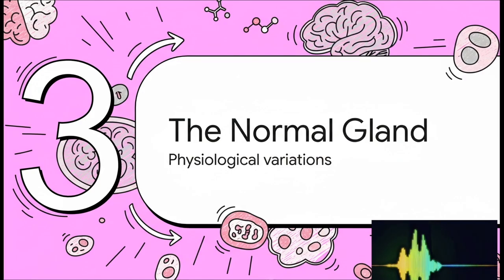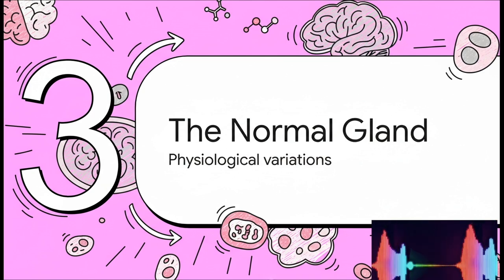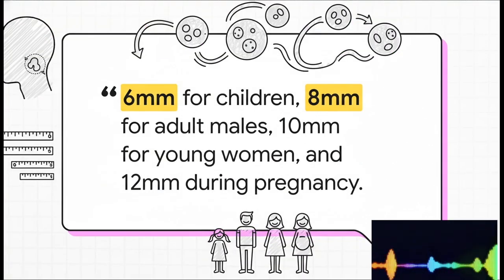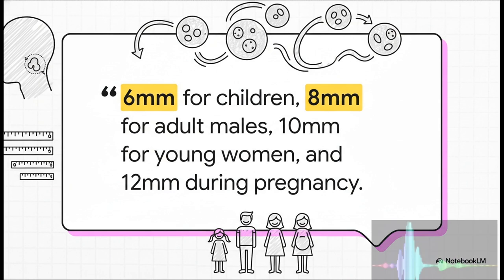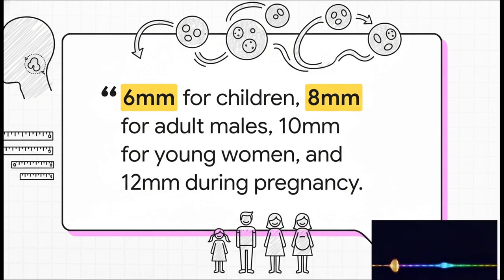Okay, let's switch gears and talk about what's normal. So what is a normal gland supposed to look like? Well, it's tricky. The pituitary isn't static. It's a dynamic organ. Its size and shape can change, sometimes dramatically, depending on a person's age, their sex, and their hormonal status. A really good place to start is with a simple rule of thumb called Ulster's rule. It's just 6, 8, 10, and 12. This gives you a quick and dirty guideline for the maximum pituitary height. 6 millimeters for kids, 8 for adult men, 10 for young women, and up to 12 during pregnancy. It's just a great little sanity check to have in your back pocket when you first look at a scan.